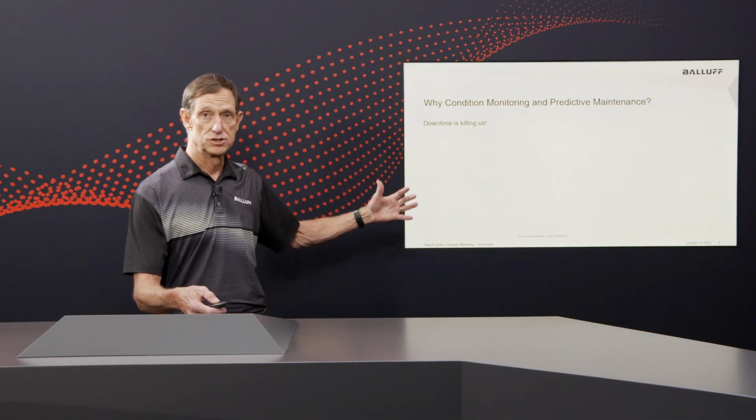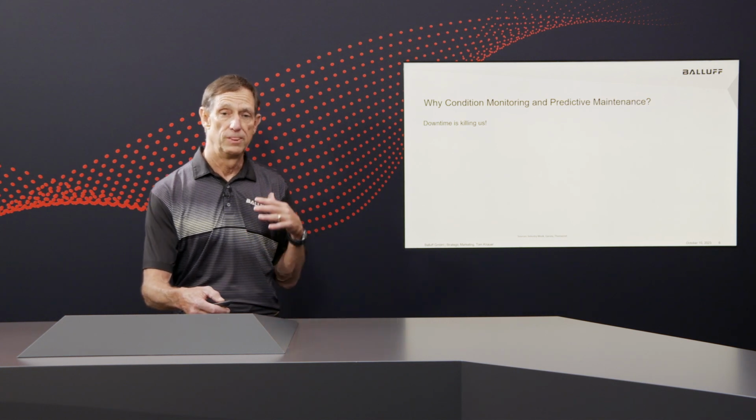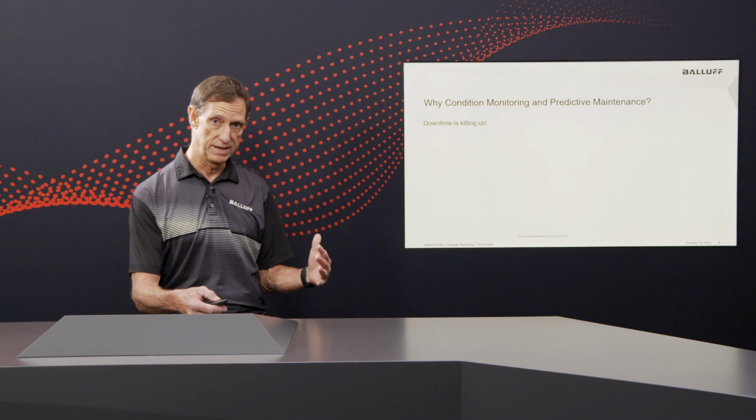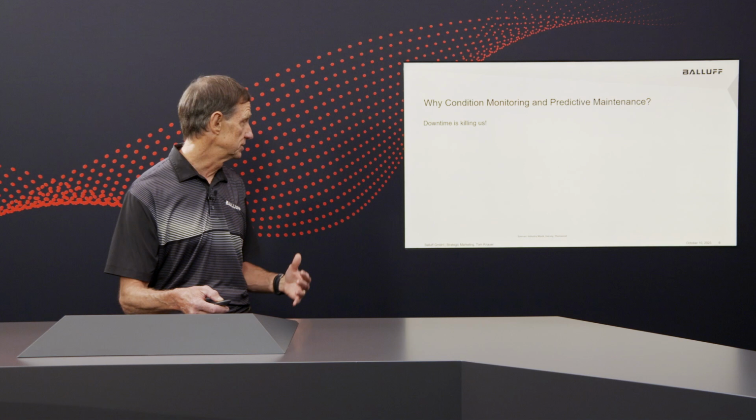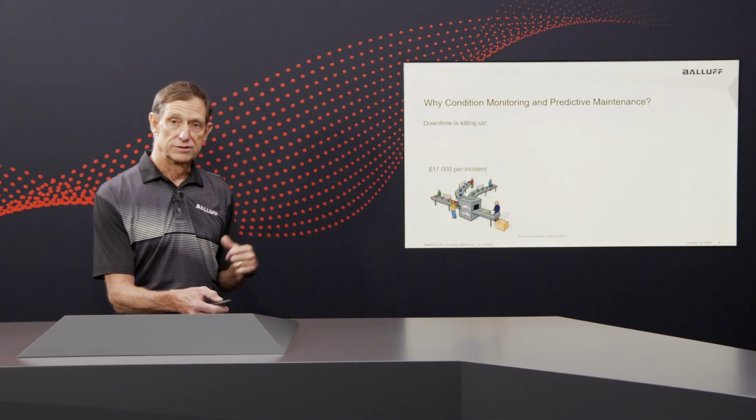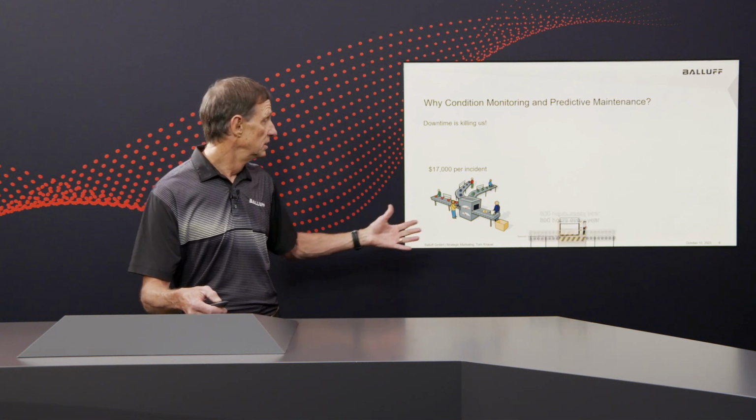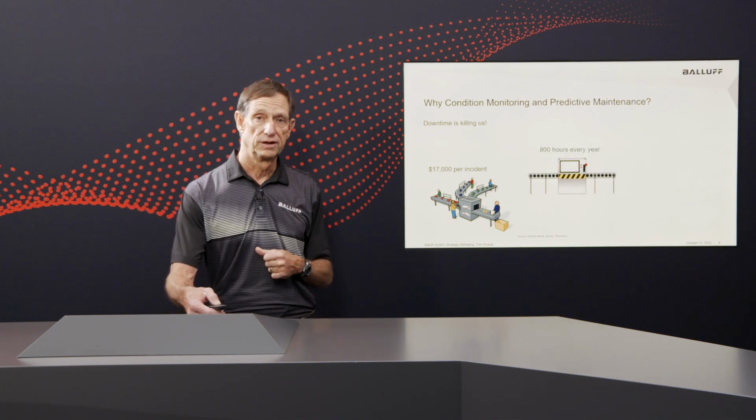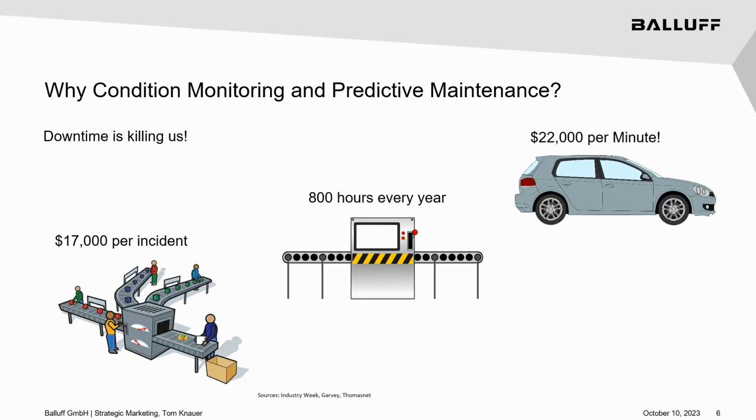So why condition monitoring and predictive maintenance? Well, there are various studies out there that show that downtime is really costing a lot of money when it occurs, and it's becoming more and more of an economic problem for many factories. One study shows around $17,000 per incident of downtime. That's a lot of cost. 800 hours per year in a typical factory of downtime. Or in the automotive world, $22,000 a minute of downtime due to the cost of lost production, due to the cost of the equipment, due to the cost of service and maintenance.